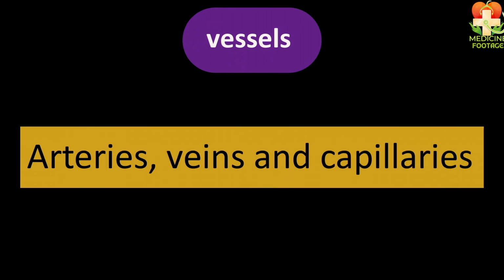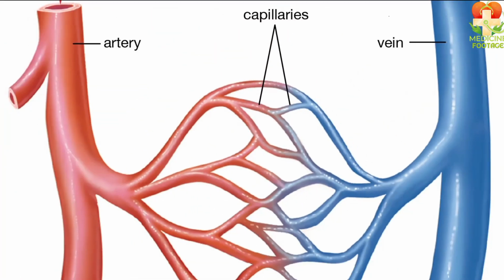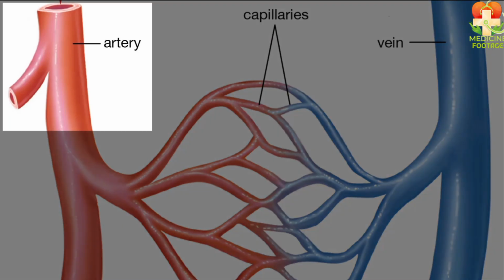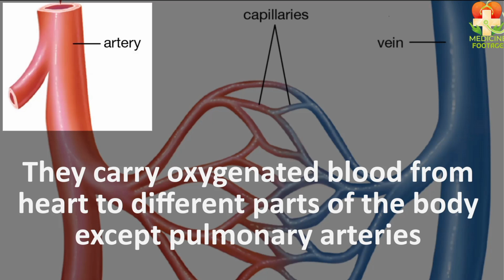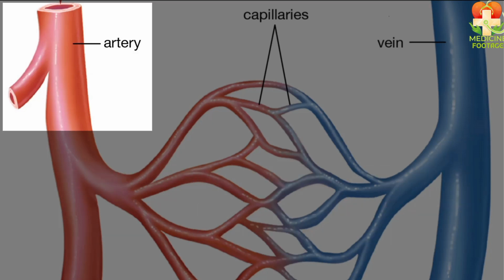Blood vessels. The second component is blood vessels. Blood vessels are of three types: arteries, veins, and capillaries. Let's understand what are arteries. Arteries carry oxygenated blood from the heart to different parts of the body, except for pulmonary arteries, because pulmonary arteries carry deoxygenated blood to the lungs.